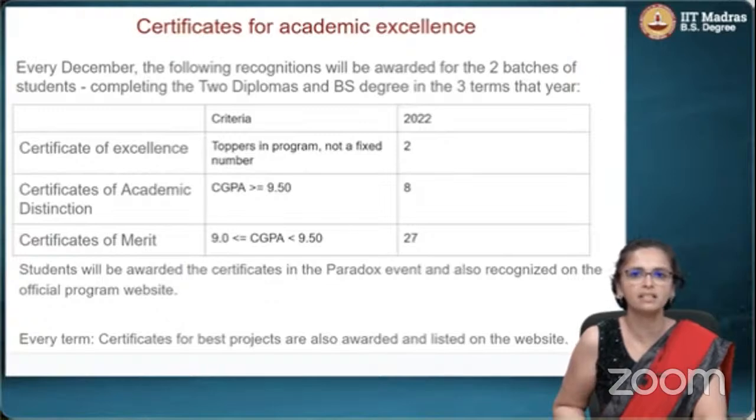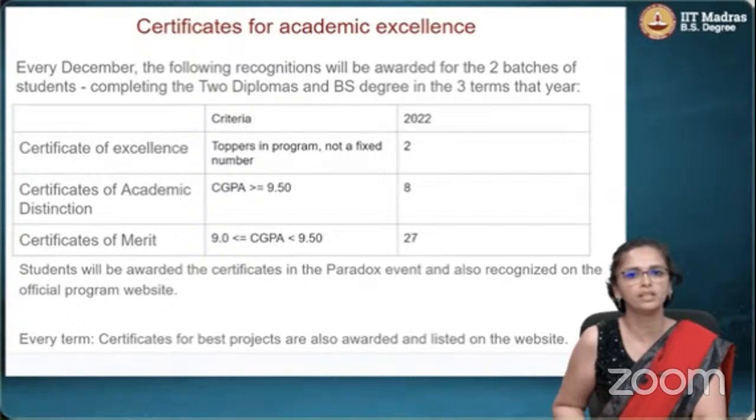The third category is certificates of merit, which is awarded to students who have a CGPA between 9 and 9.5. So there were 27 such students and they were also awarded such certificates. These will be given in Paradox and we also have a web page on our website that is dedicated to showcasing such toppers, and we hope that you can all aspire to belong in this category. Keep your CGPA up there.